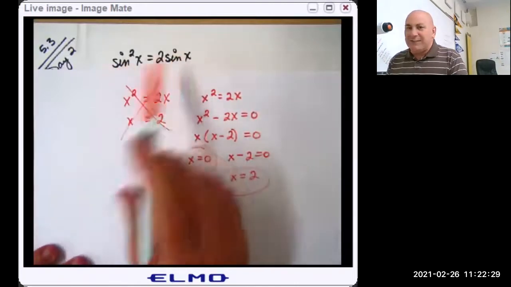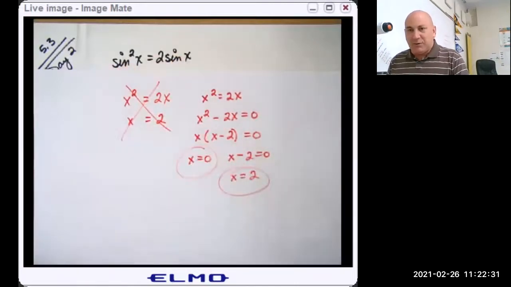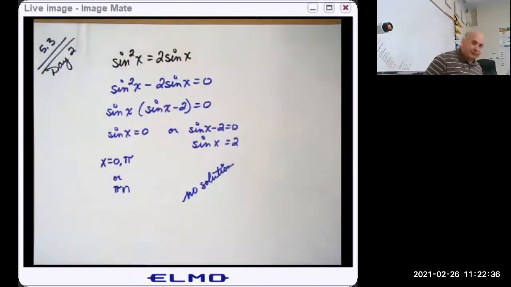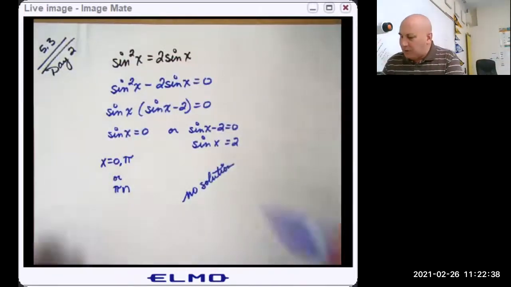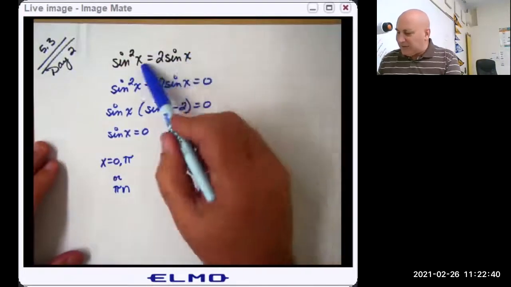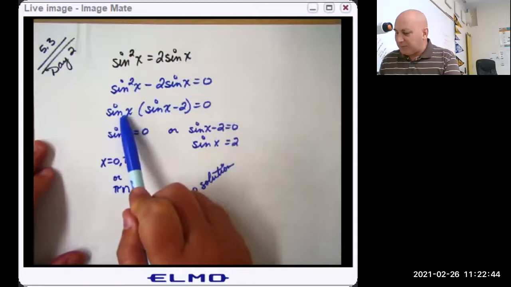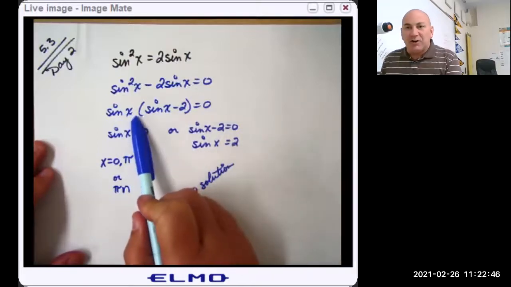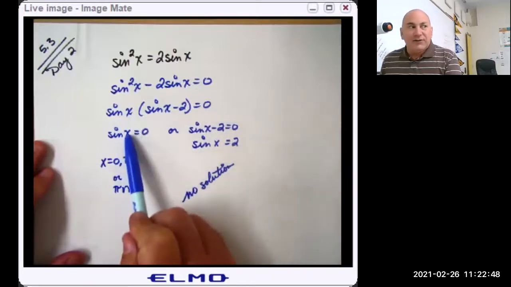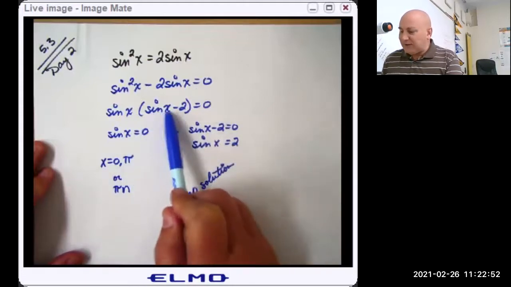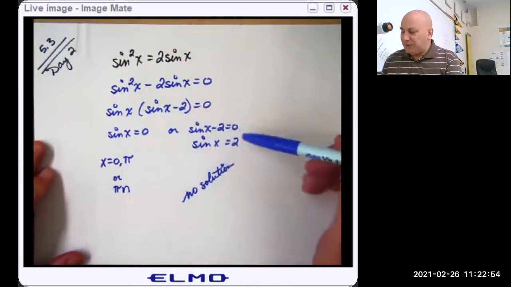So we don't divide both sides by anything. We bring everything to one side and we factor. So I bring the 2 sine x to the left side of the equal sign, factor a sine x out. Now using the zero product property, either sine x equals 0 or the sine of x minus 2 equals 0.